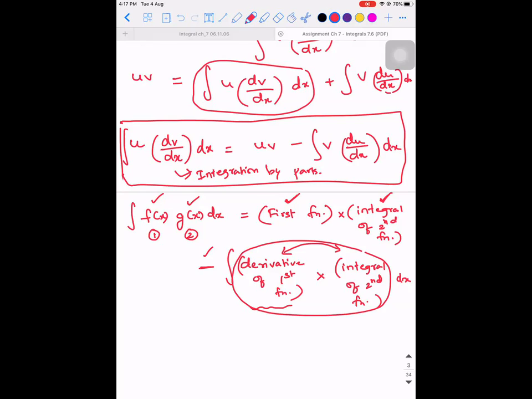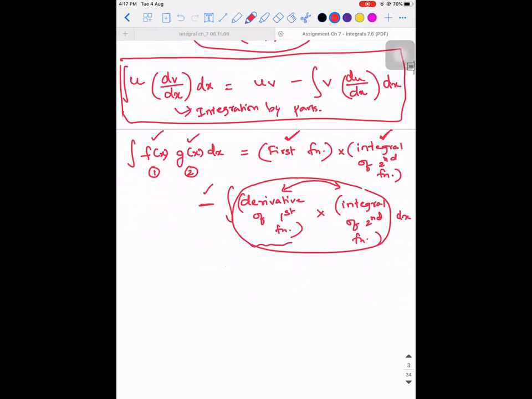Is it clear? Yes, sir. So you apply it to a few problems, you'll get it. Don't worry about the length of the formula.